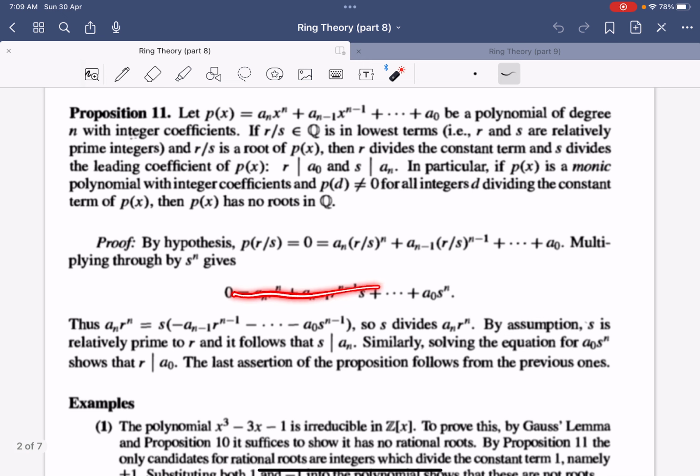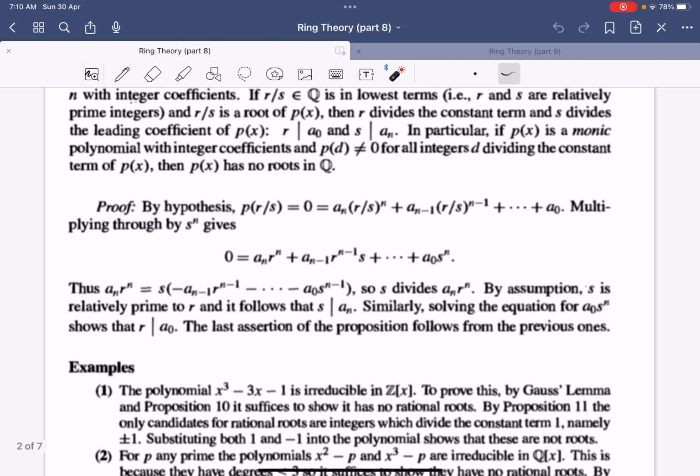And this whole thing must still equal 0, and so then you pull out a_0 to the power r^n, you bring this whole thing to the other side. Then you pull out the s, and you get the following result. So s must divide a_n times r to the power n, but since s and r don't have any common factors, that means s must divide a_n.